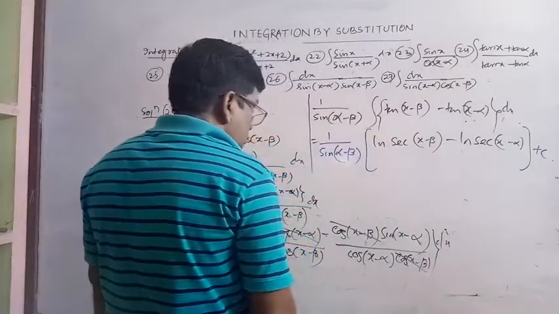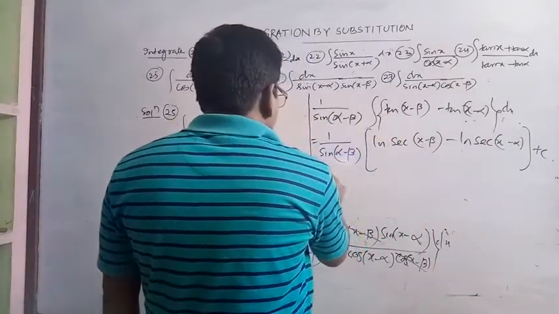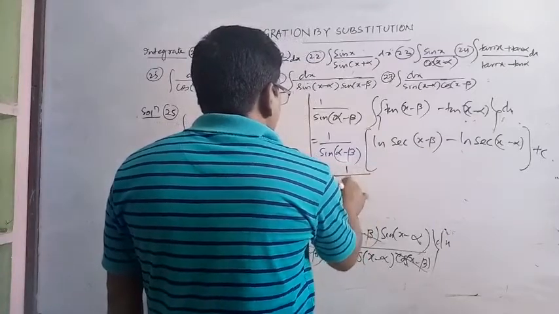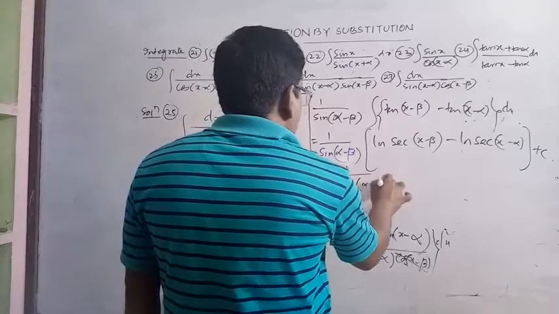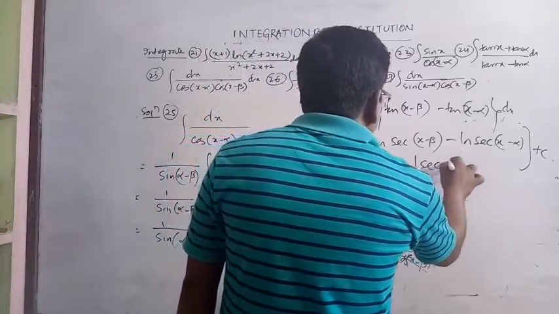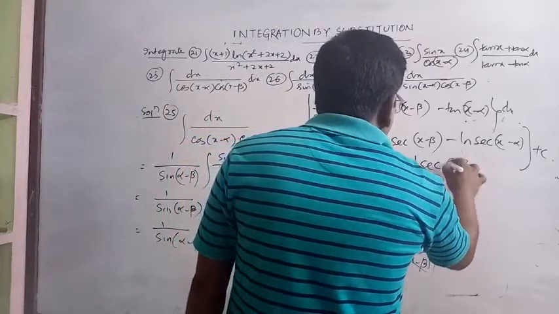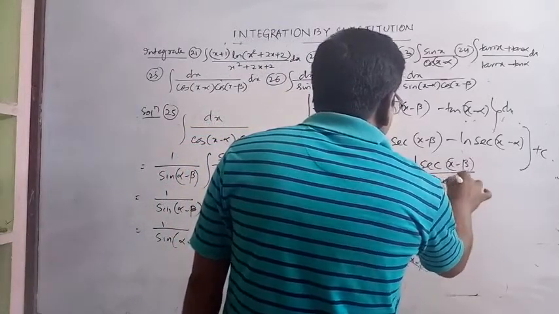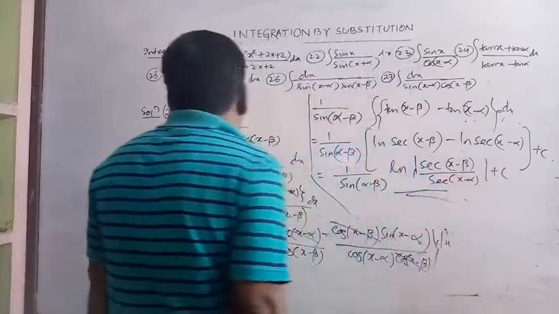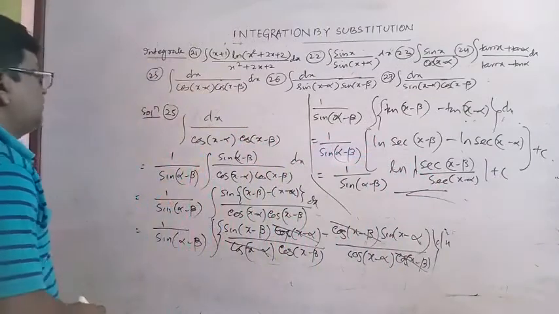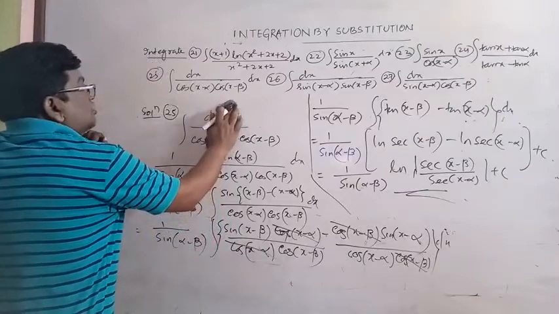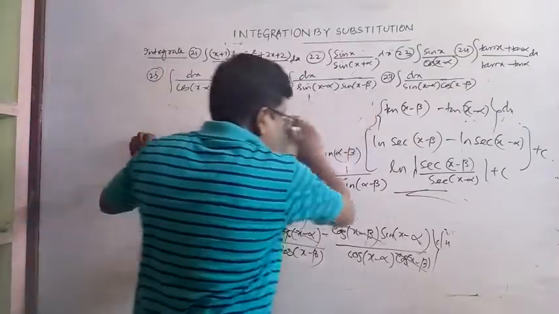So this is equal to 1 by sin(alpha − beta) into log of sec(x − beta) by sec(x − alpha) plus c. This is the answer of question number 25. Now the answer of question number 26.